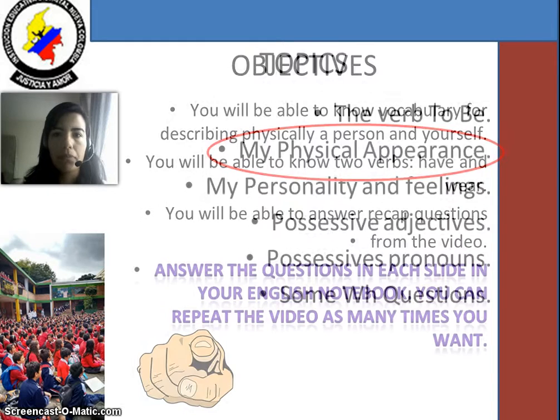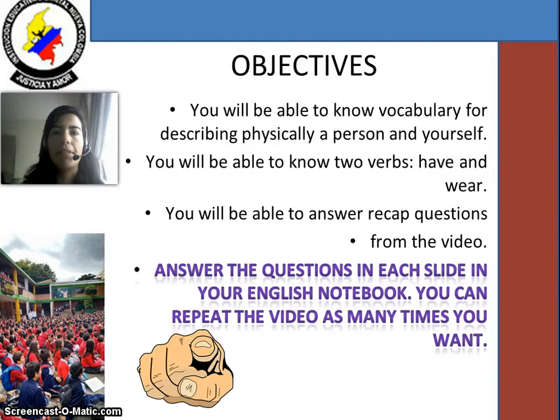Let's move on. So, objectives. The first, you will be able to know vocabulary for describing physically a person and yourself. Primero vamos a aprender vocabulario para describirnos físicamente, tanto a nosotros mismos como a otras personas, ¿ok? Two, you will be able to know two verbs, have and were. Vamos a conocer dos verbos, have y were.